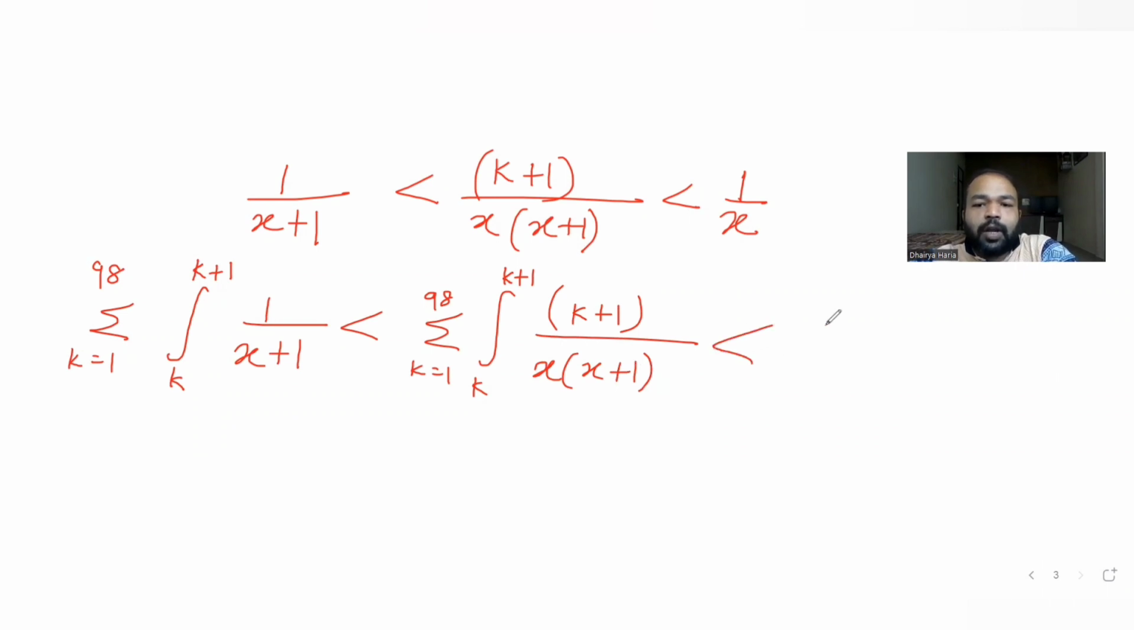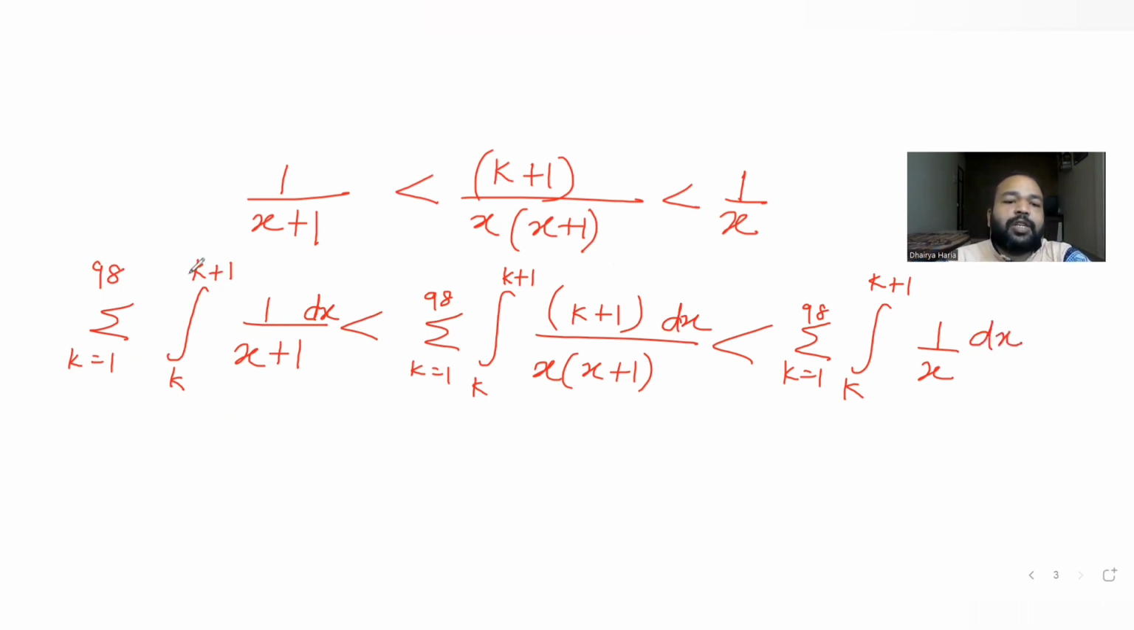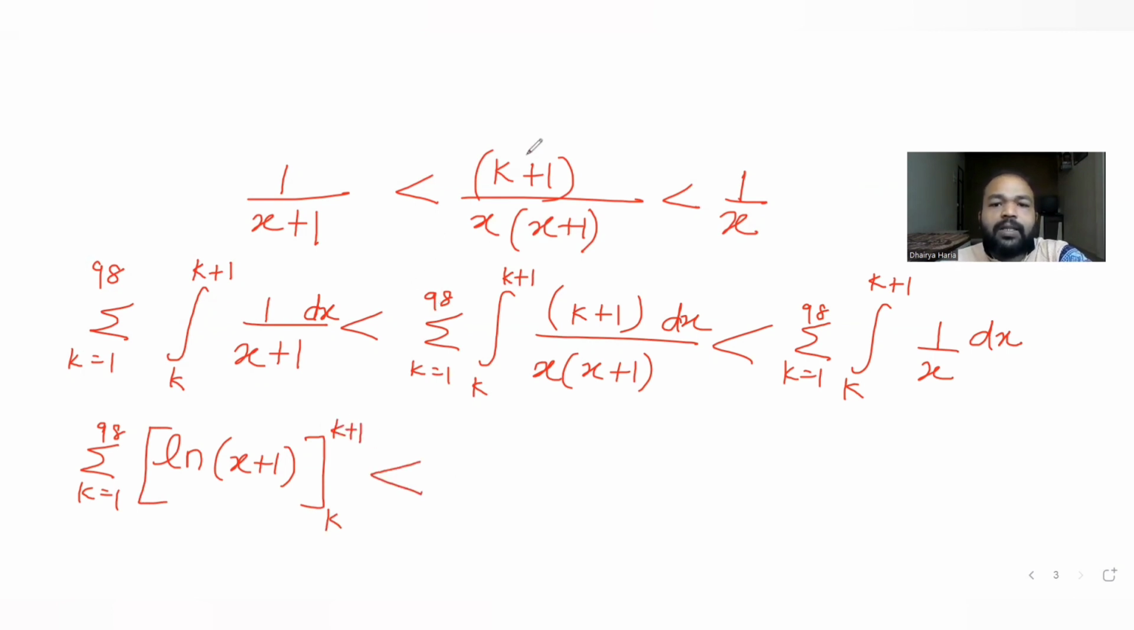Everywhere here, so again summation k, limits of k to k plus 1, integral of 1 by x. So whenever I'm taking an integral, it is with dx. Dx everywhere. Now if I just solve this expression, I get this k equal to 1 to 98. Integral of 1 upon x plus 1 gives me natural log of x plus 1. Limits go from k to k plus 1, which is lesser than this entire expression.